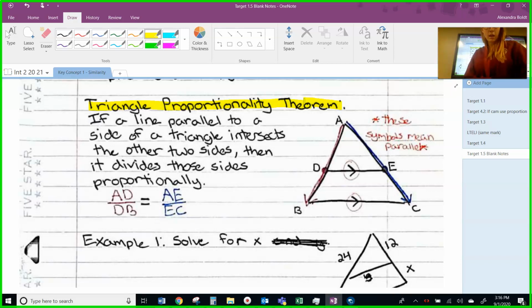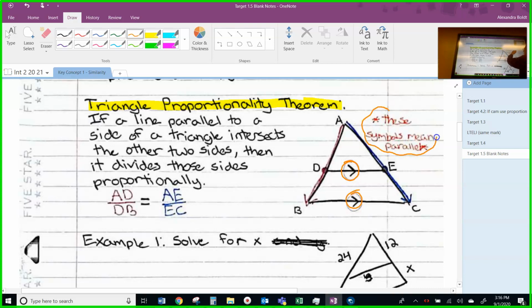What it really means is we have these symbols here, and these symbols mean parallel. So it's telling us those are our parallel lines. A line parallel to this side is intersecting the triangle, cutting through the middle, well, not down the middle, I guess. It could be anywhere. It's dividing our other two sides proportionally.